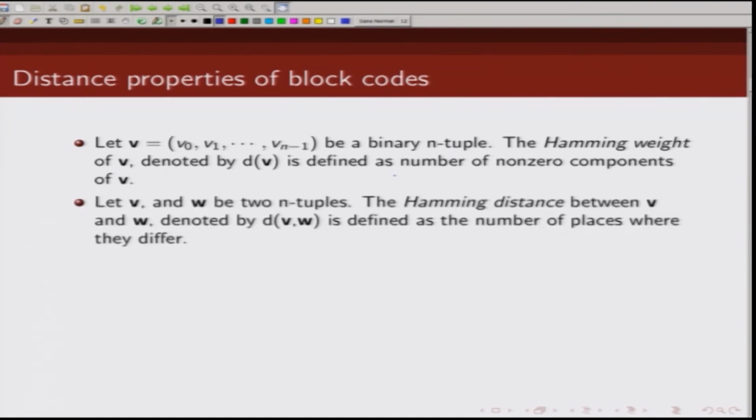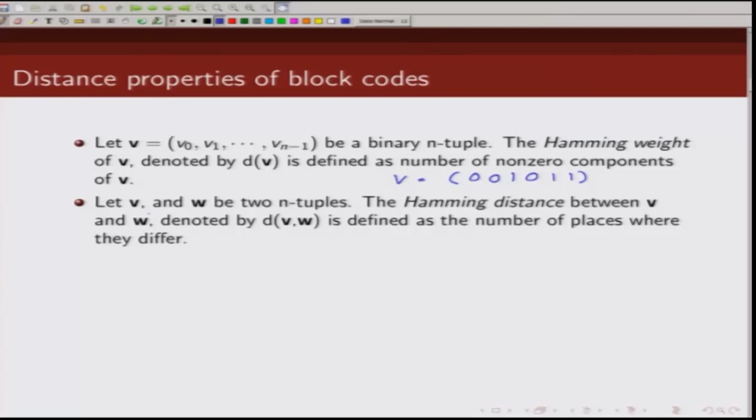So, for example, let us say V is 0, 0, 1, 0, 1, 1. Let us say this is my V. We can see here how many non-zero components we have: 1, 2, 3. So, the Hamming weight of V in this example is 3.